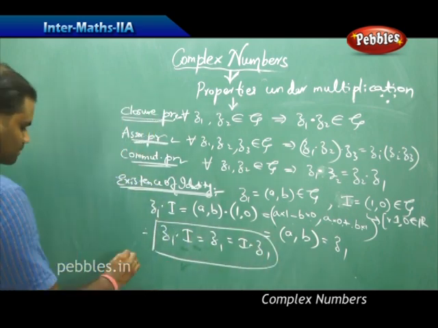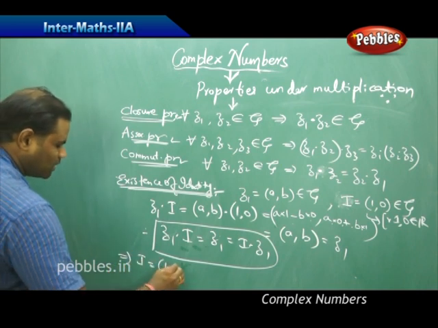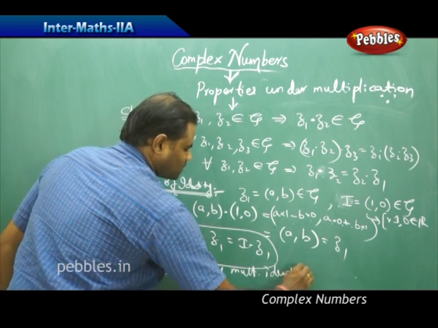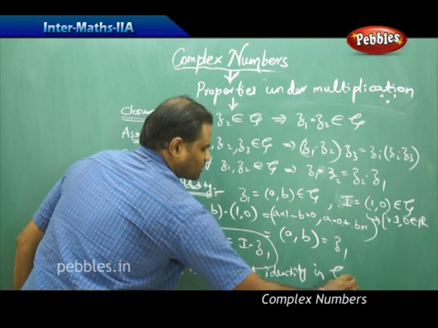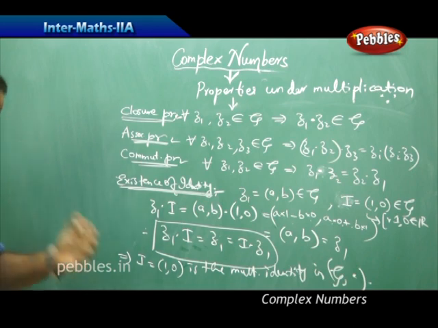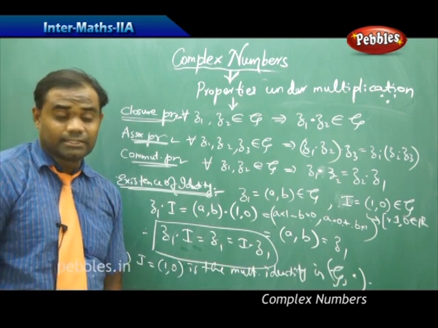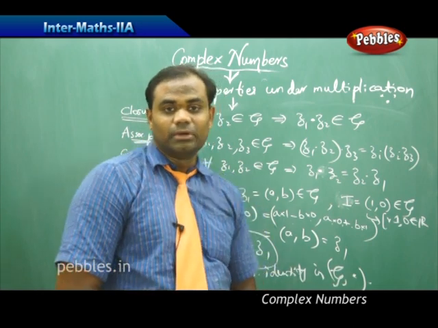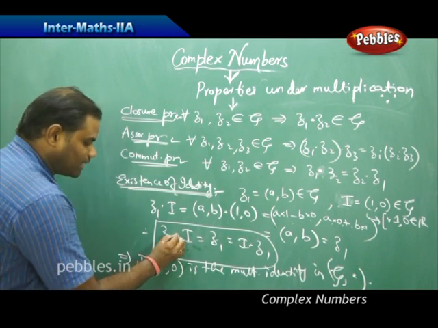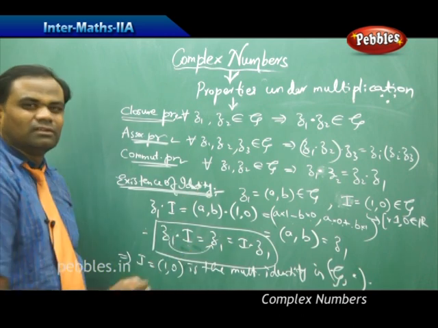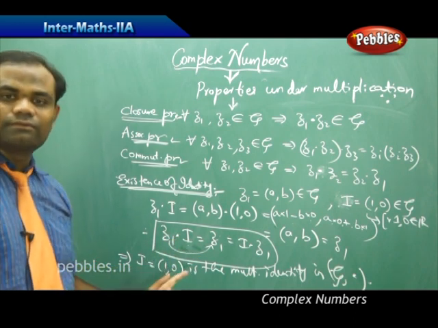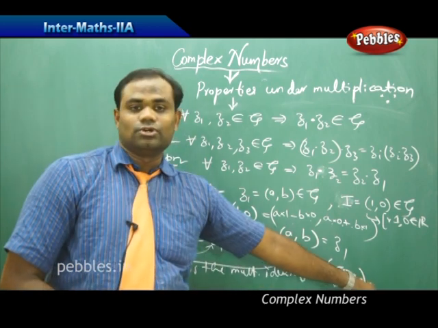That implies I equal to 1 comma 0 is the multiplicative identity in the set of complex numbers under multiplication. So I identify that 1 comma 0 is the multiplicative identity in the set of complex numbers under multiplication, because this complex number generates back z1. That is, when I multiply I to z1, I get back z1. So this property shows that this is the multiplicative identity of a complex number under C dot.